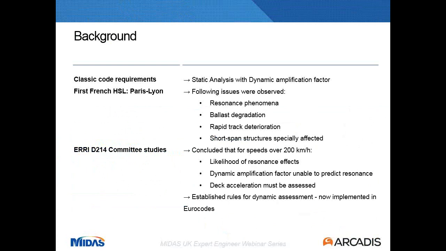And after running a series of studies and tests, they concluded that this problem is especially relevant for train speeds over 200 kilometers per hour, and for speeds over this value, there is a high likelihood that you will have resonance effects. And if that happens, this classical approach of doing a static analysis and then multiplying by a dynamic amplification factor is unable to predict the resonance effects. And the other thing is that, for these kinds of bridges, you need to check the deck acceleration.